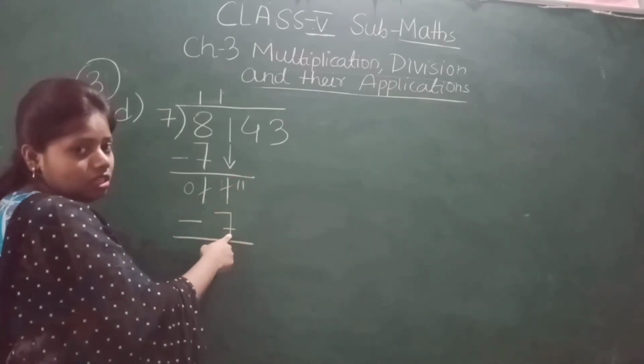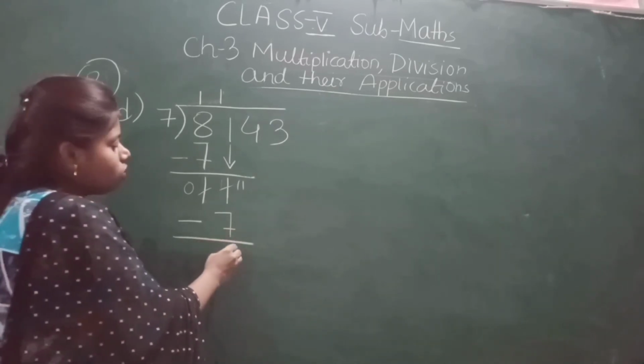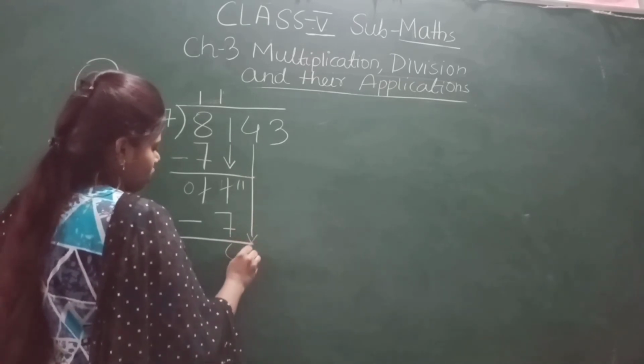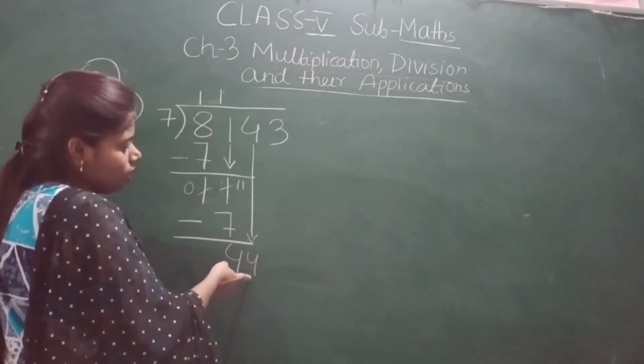So 11 minus 7 is how much? It is 4. Now we will bring this 4 down again, step by step.